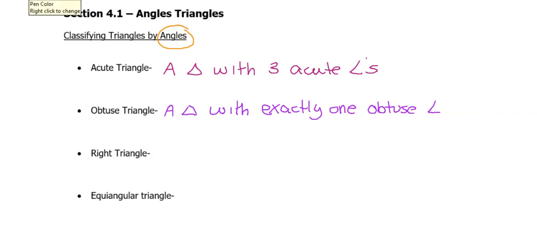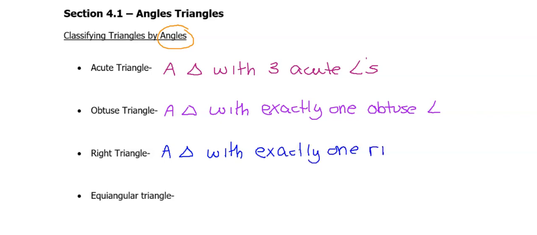A right triangle is a triangle with exactly one right angle. For the same reason, if I had two right angles, I would be at exactly 180, but it would still not leave me any room for my third angle measure.